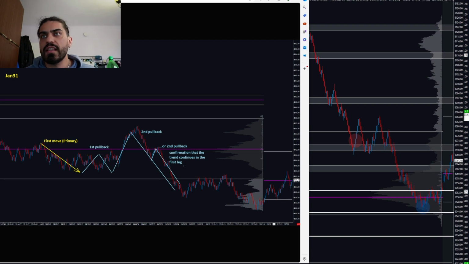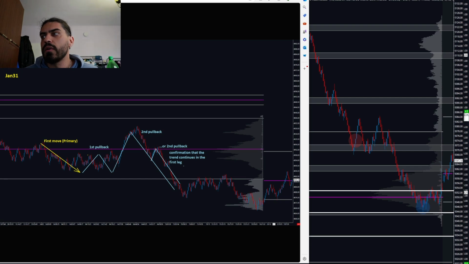So as we look at this, that primary move, you want to take note of it because you're going to try to follow that primary move. Usually there's going to be pullbacks in that primary move, right? Those pullbacks, the first one, they don't necessarily have to coincide exactly with the highs or the lows of the primary move. But the first one has an okay probability.